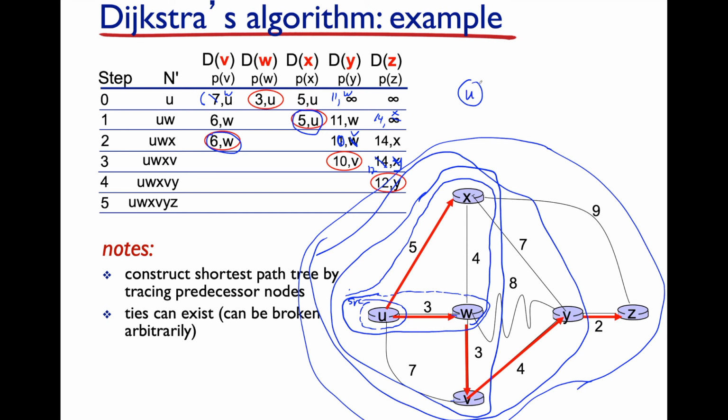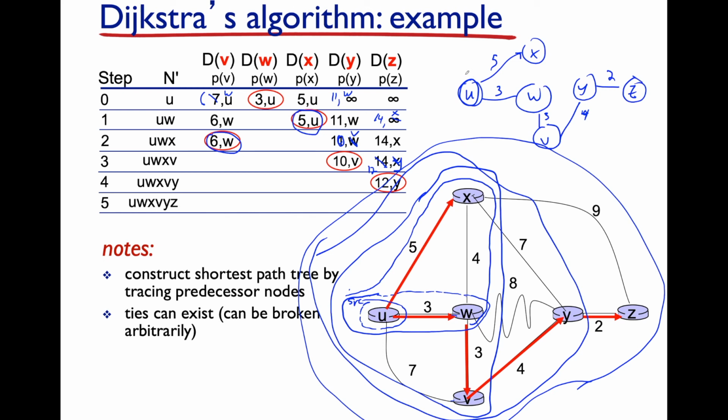We're going to have u going to x, u going to w, w going to v, v going to y, and y going to z. And using this set of edges, we construct the least cost path. There's 5, that's 3, that's 3, that's 4, and that's 2. And so now we can get from node u to any other node in the network, any other router, over this path. It is fully connected.